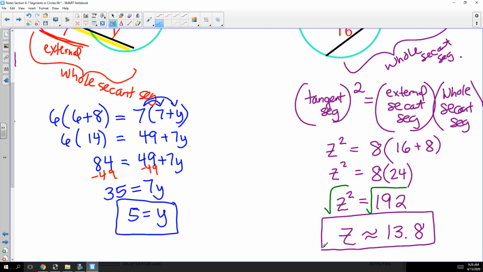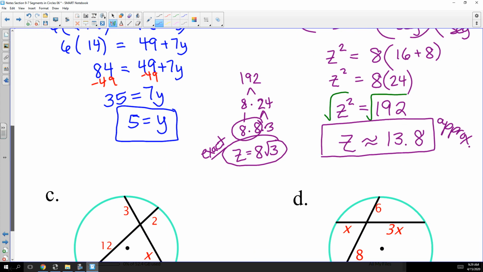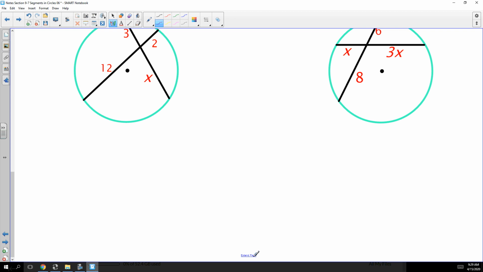And if you were going to break down the 192, remember that that could be 8 times 24, which is what we had started with. And this could be 8 times 3. So we have two 8s, and you don't need to go further. If you were going to write this in exact form, you would say that z is equal to 8 square root of 3. That would be an exact answer, even though you weren't asked for that. And this one is an approximate 13.8, right? All right, let's do a couple more before you try something a little more challenging.